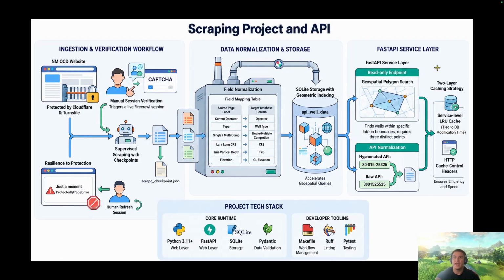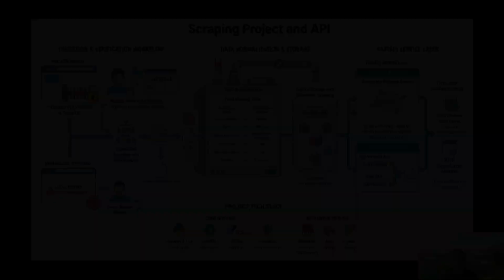And also we are having some API normalizations for a little more flexibility for the users to do a request. And I'm also adding the two-layer caching strategy. One is the service level, which is the LRU cache. And the other one is the HTTP cache control headers. So yeah, we're gonna talk more in detail about this. So let's go to the demo.